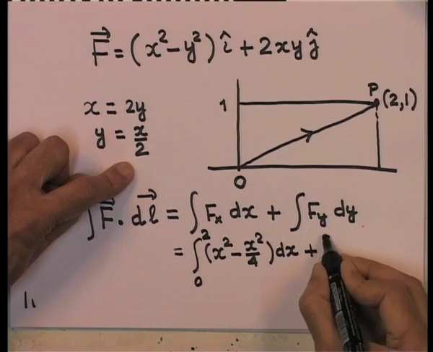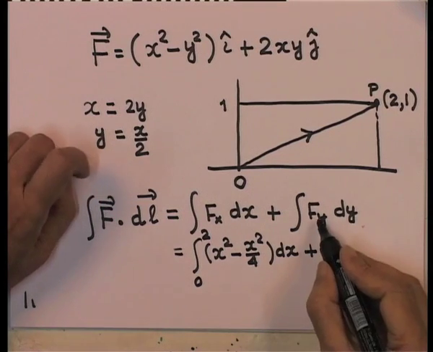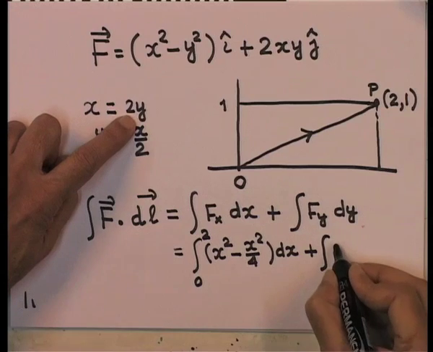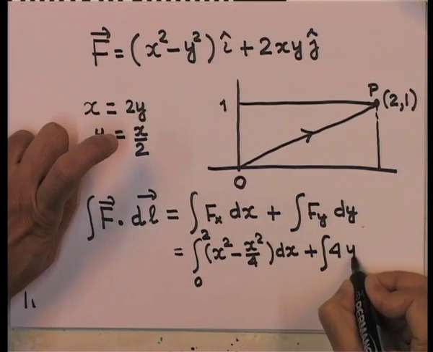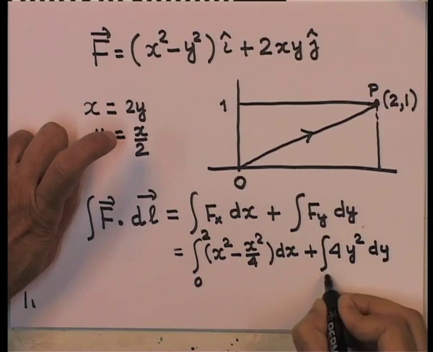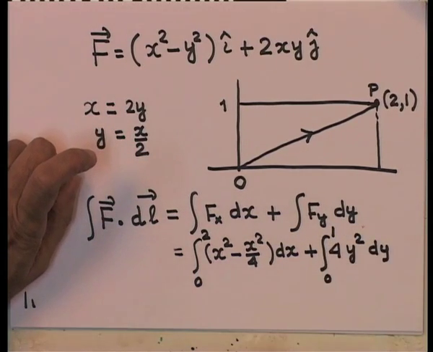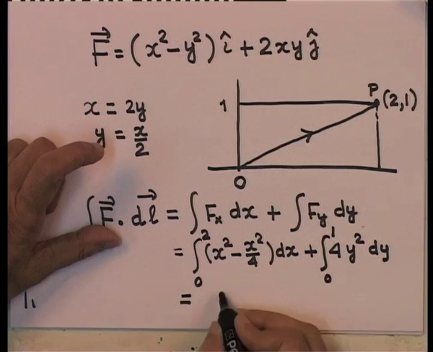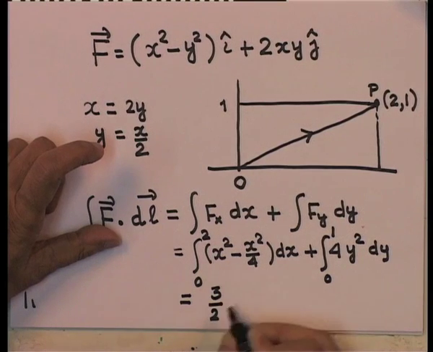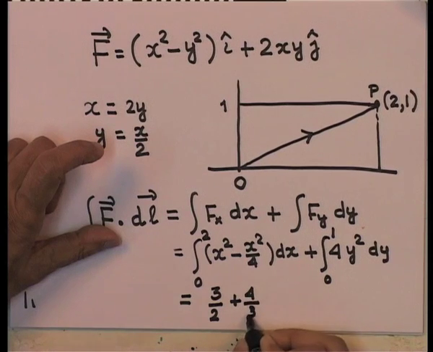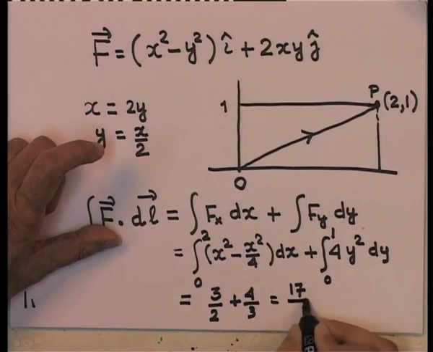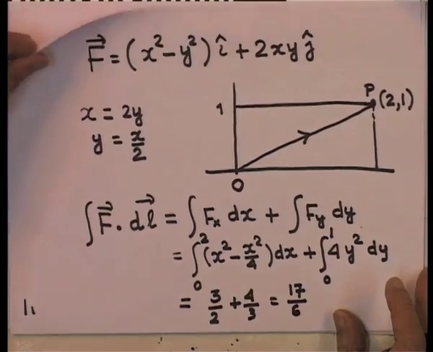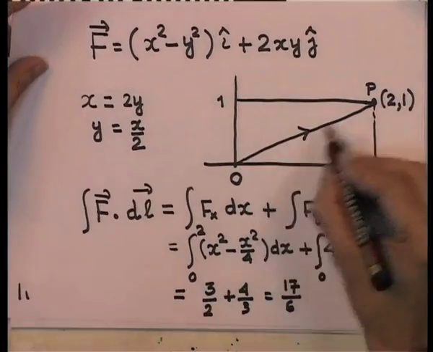I write the y part again. So, f y is given to be 2 x y, but x is 2 y. So, as a result, I get 4 y into y is y square dy, and limit on y is 0 to 1. You compute this. This is a trivial integration. You will get this to be equal to 3 by 2 plus 4 by 3, which is equal to 17 by 6. So, that is the work done along this line.